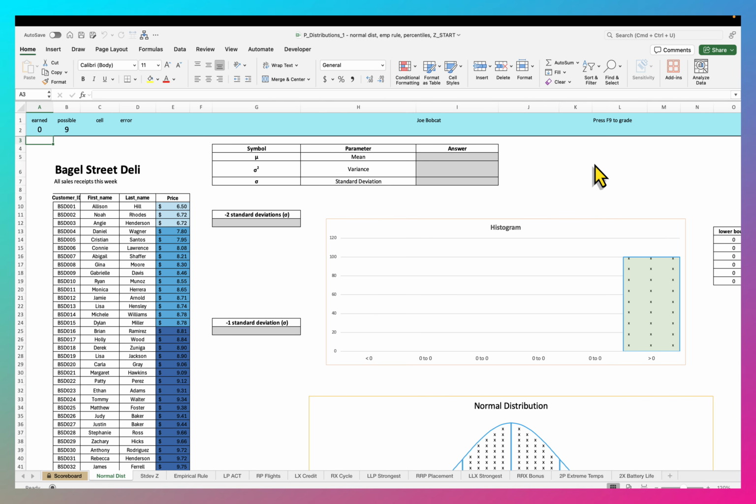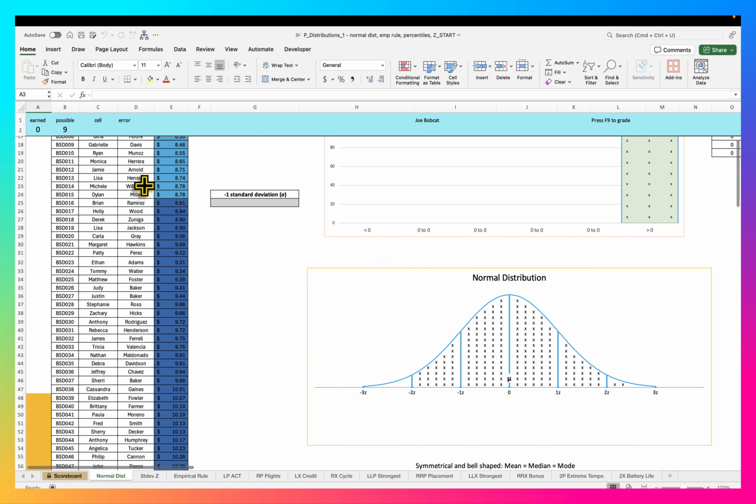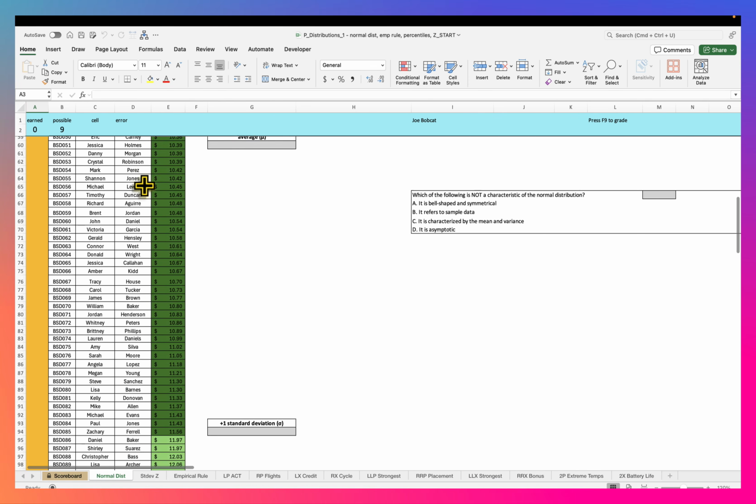First, we're going to look at the normal distribution because it is literally the key to almost everything else that we do in statistics. So we'll begin with some data. Over here, you've got Bagel Street Deli and all their sales receipts for a week listed here.